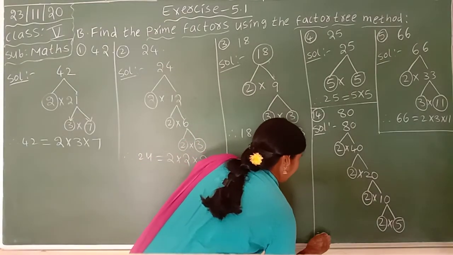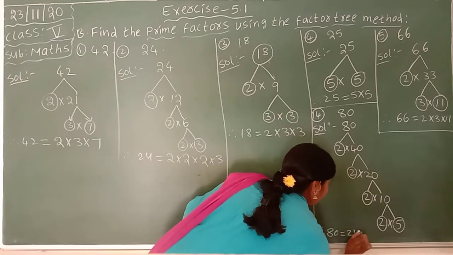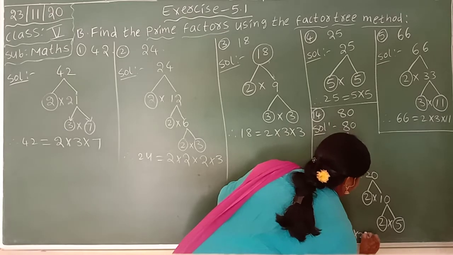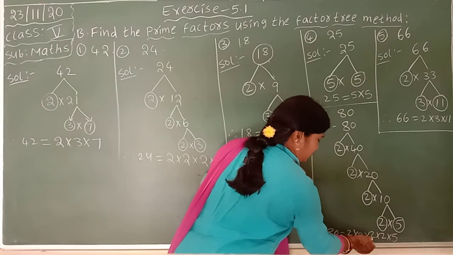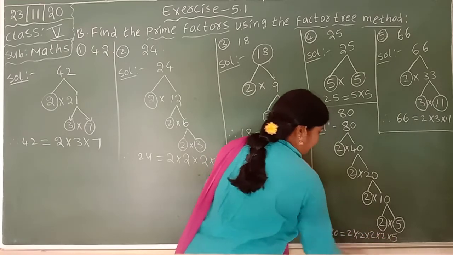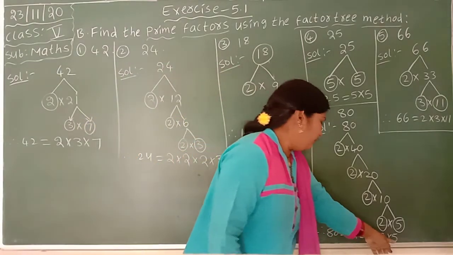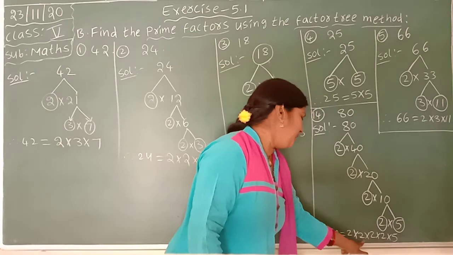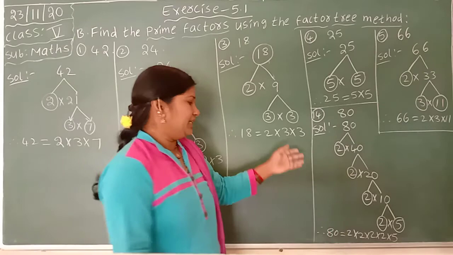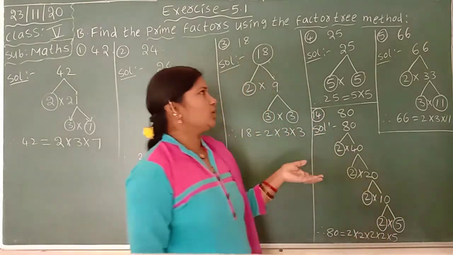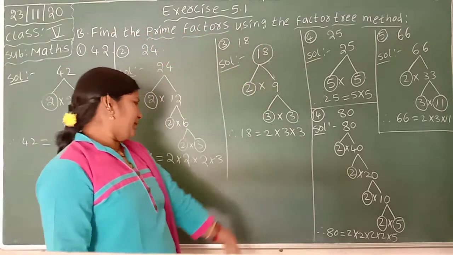Therefore 80 is equal to 2 into 2, 2 into 2 and 2 into 5. 2 twos are 4, 4 twos are 8, 8 twos are 16, 16 fives are 80. 5 twos are 10, 10 twos are 20, 20 twos are 40, 40 twos are 80. So this is the factor tree method. It looks like a tree. So it is called finding the prime factors using the factor tree method.